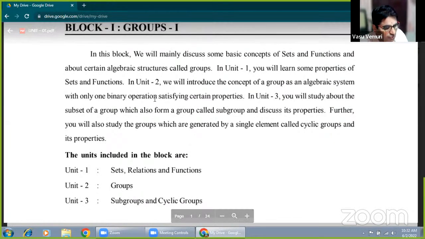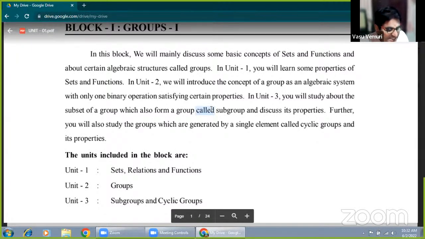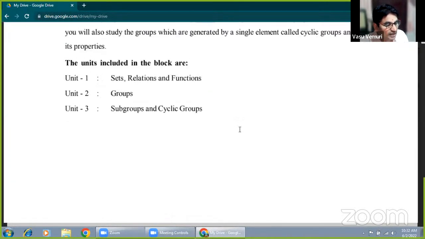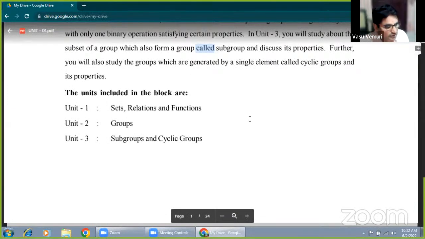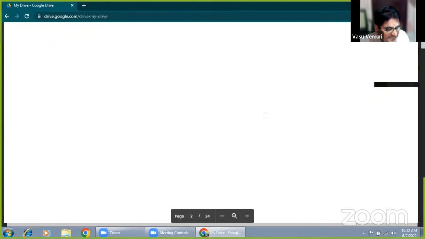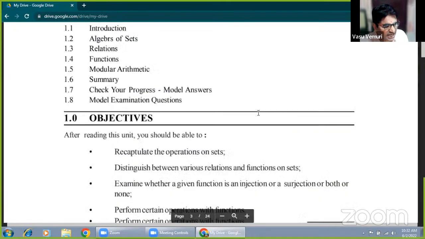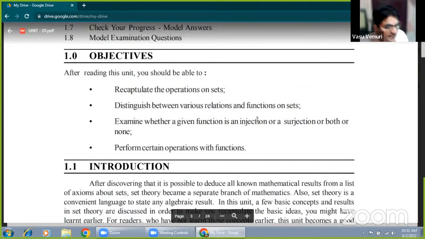First of all, what is a group? First of all, what is algebra? Here the algebraic concept must be built on the concepts from set theory, relations, and functions. We will discuss some other concepts of what a set is. Already we have learned the set concept in the previous classes. Here we will see sets, relations, and functions. This is unit 1.